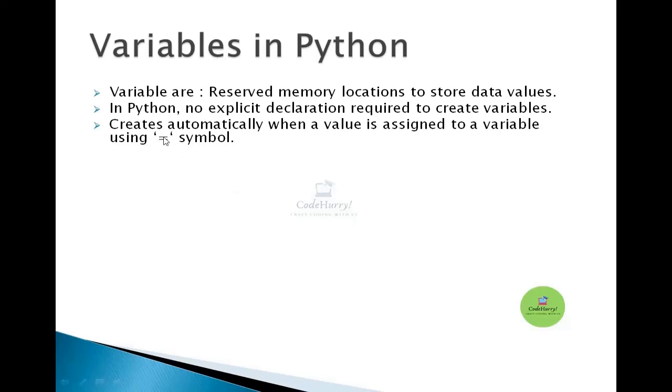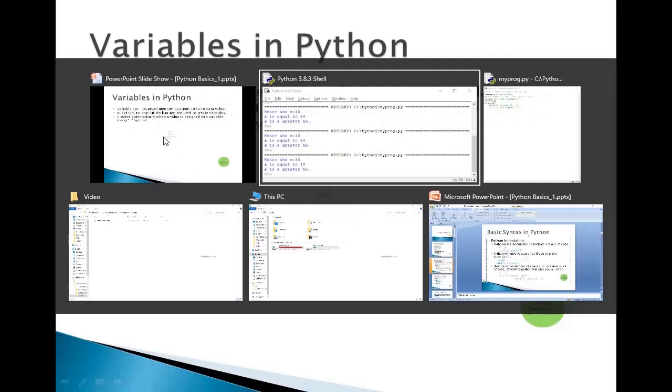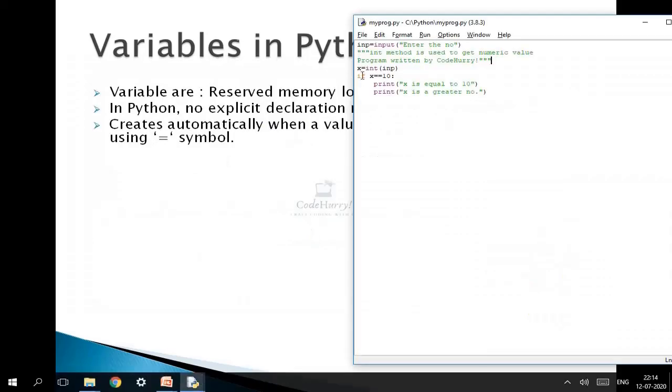We have already seen in this example, x is equal to input. So here the x variable was created, when we were assigning the value which was returned from the int method. The input variable was created here, in which the value stored was the user inputted value. So this is how variables are created.